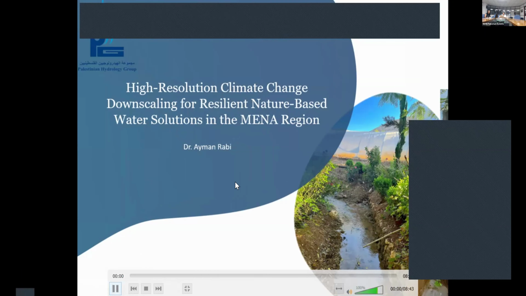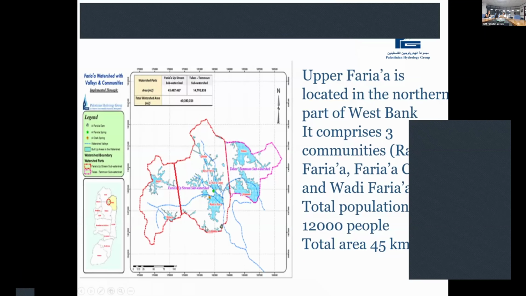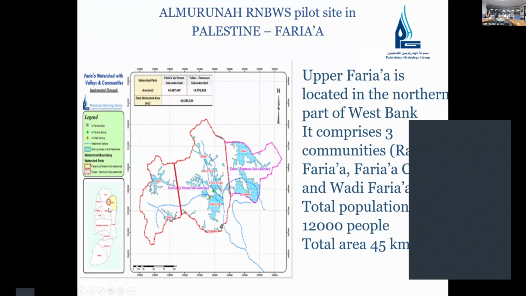Hello everybody, my name is Ayman Rabi from Palestinian Hydrology Group, and I'm going to present today the incorporation of the climate change downscaling to our pilot project in Palestine, which is taking place in what we call Farah Upper Catchment. Farah Upper Catchment is located in the northern part of the West Bank, as you can see here in the map to the left part of the slide.